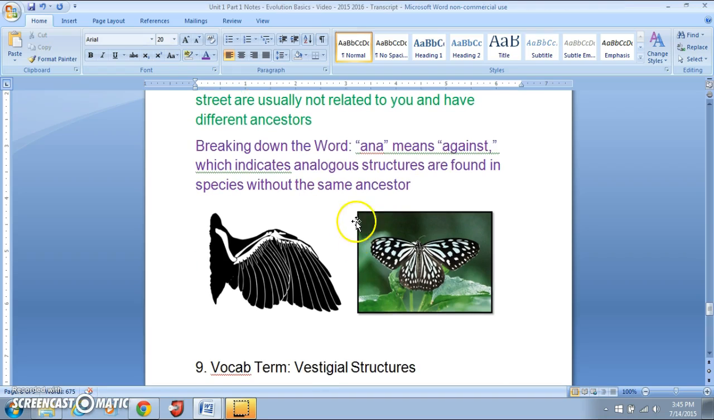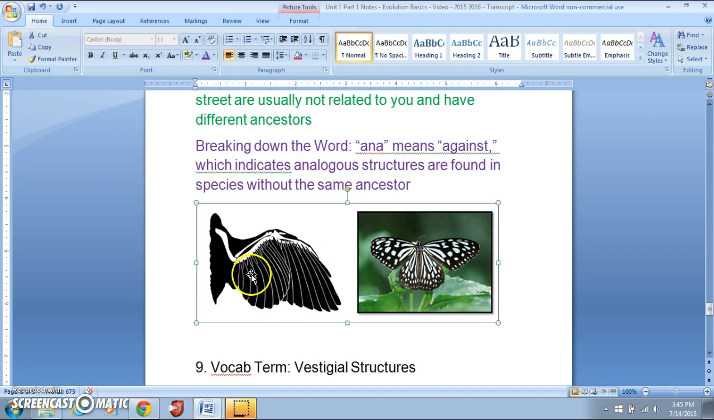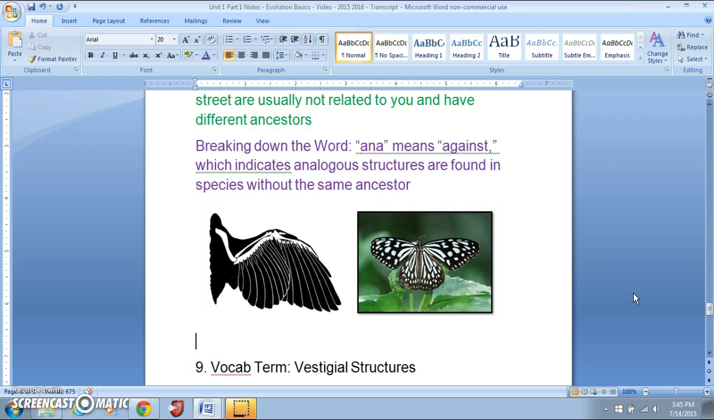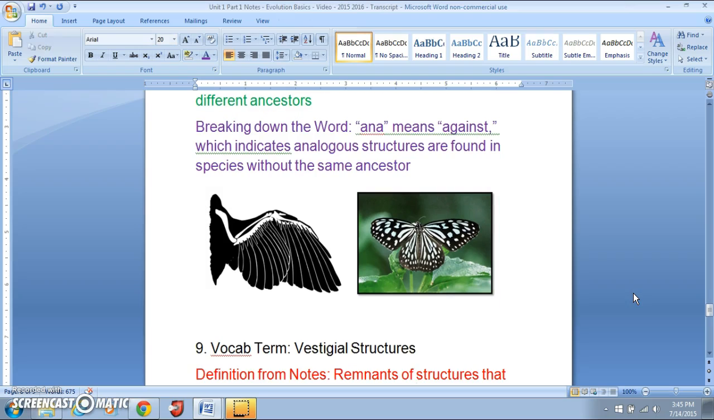An example would be the wings of a bird, shown on the left, or a butterfly, shown on the right. Birds and butterflies come from different ancestors. However, their wings are similar in shape because they're used for a common purpose, flying. So those species evolved to become more similar due to their environment.